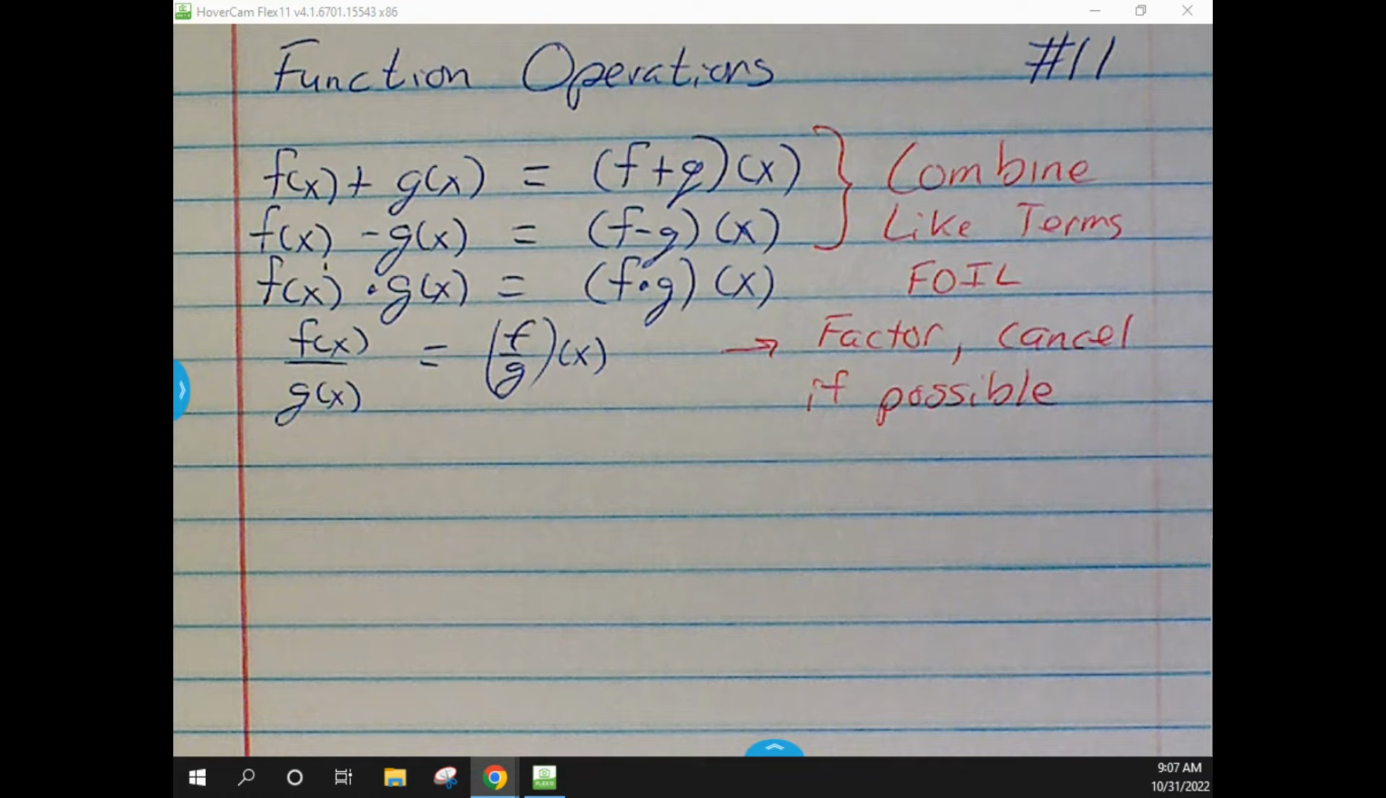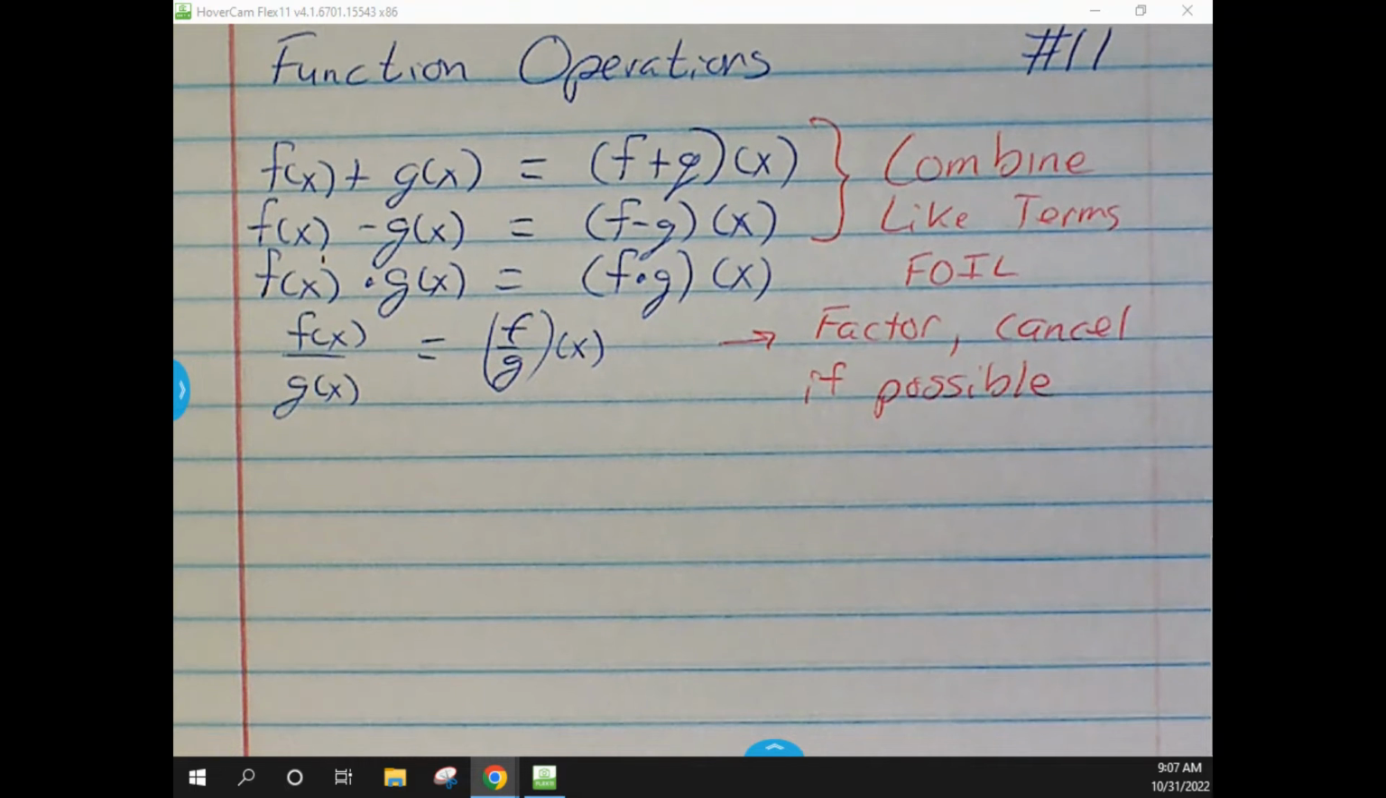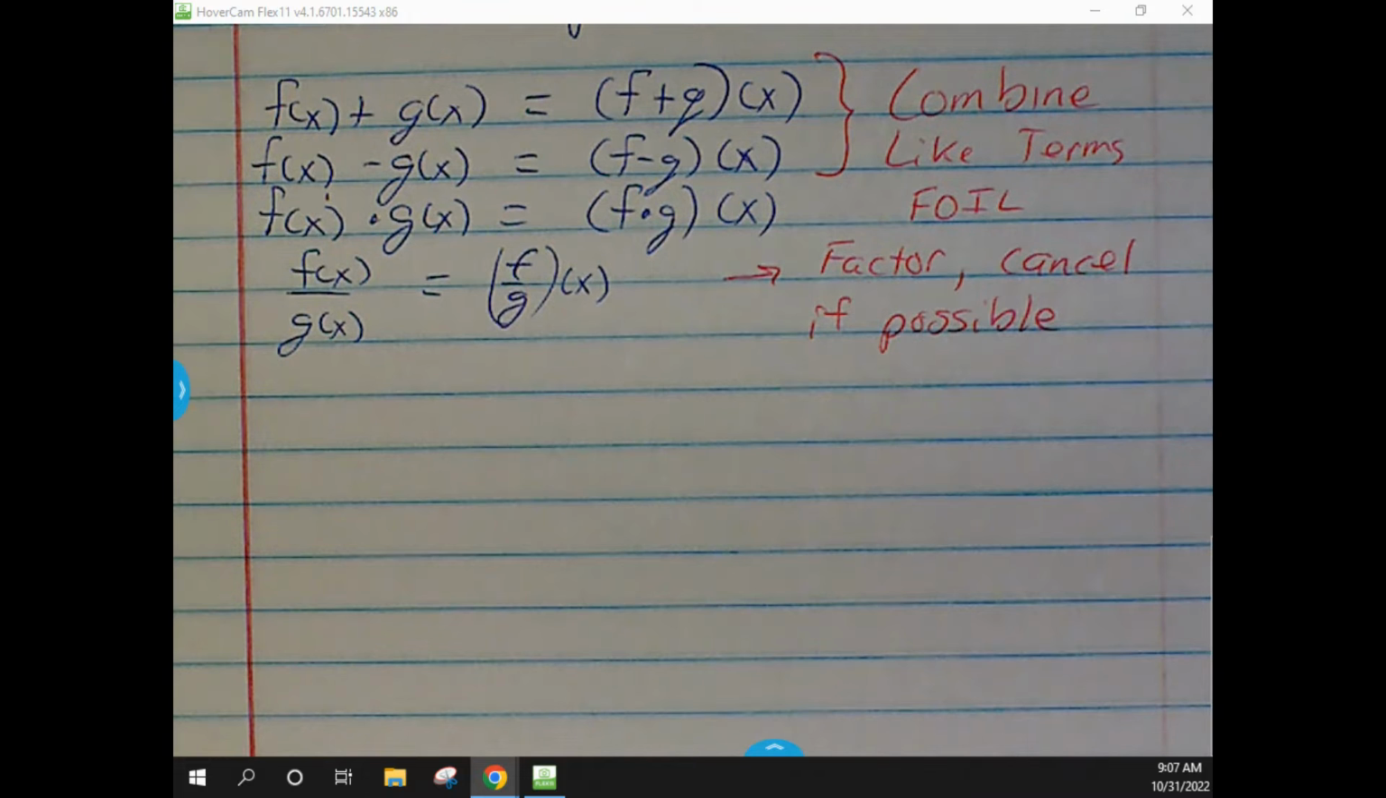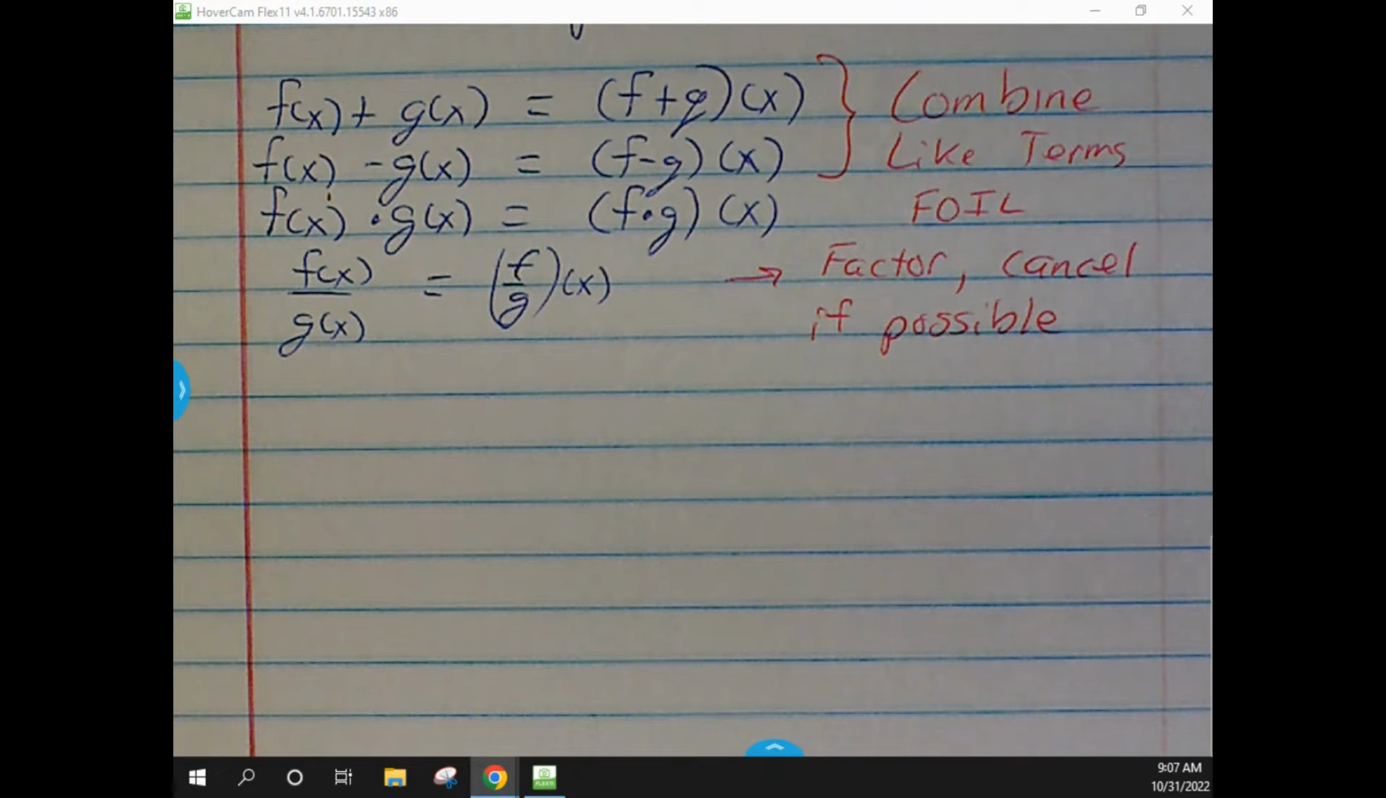FOIL multiplication, most likely. Depending on the problem, I would say 90% or 95% of the problems you'll be doing some version of the FOIL method. Okay. And this will be a little bit of a review, but also a little bit of a preview, because we haven't talked about domain and range in a while, and we're getting ready to talk more about them.